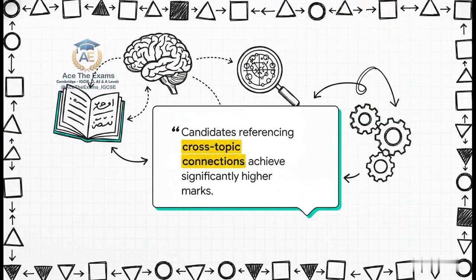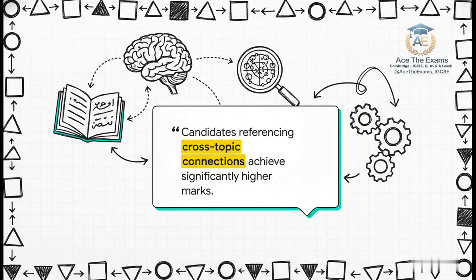Right out of the gate, we need to initialize our radar grids with an incredible insider secret pulled directly from the principal examiner reports. You might assume that Passage 1 is strictly an isolated exercise in memorizing grammar rules and vocab flashcards, but it's actually about structural integration. The examiners explicitly note that candidates referencing cross-topic connections achieve significantly higher marks.